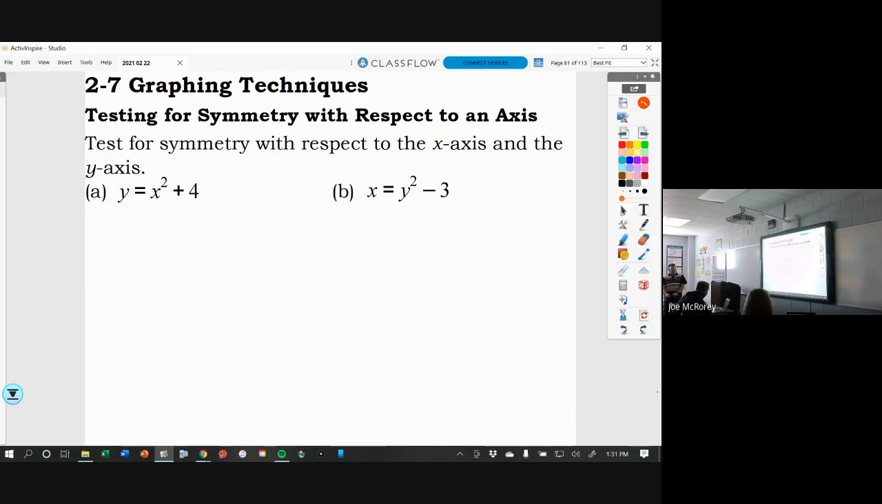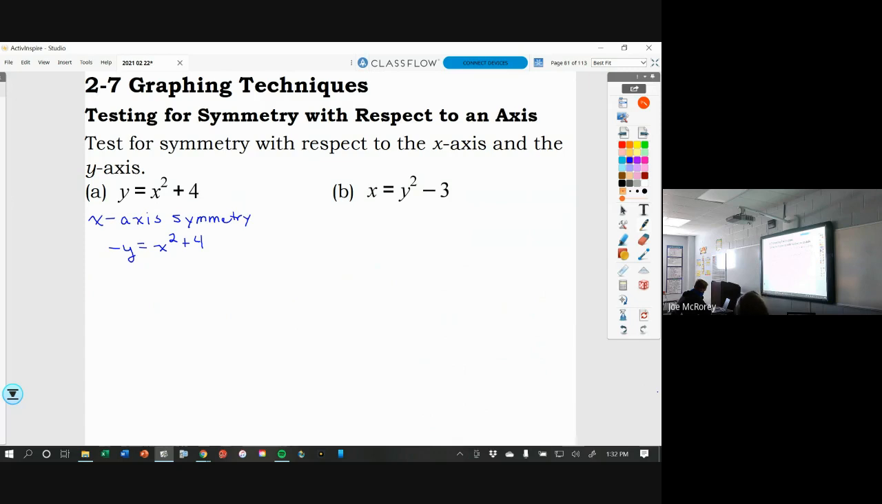So we're going to test for symmetry with respect to the x-axis, these two problems. So to check for x-axis symmetry, we will change the y to negative y, and simplify. Can you do anything with that? Is there anything that you could do to simplify that?